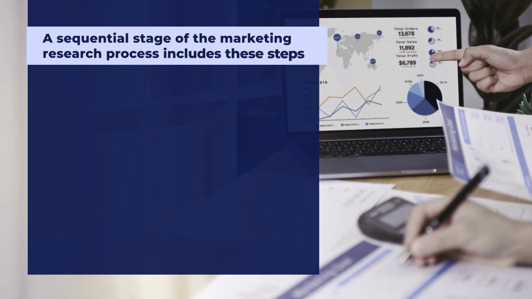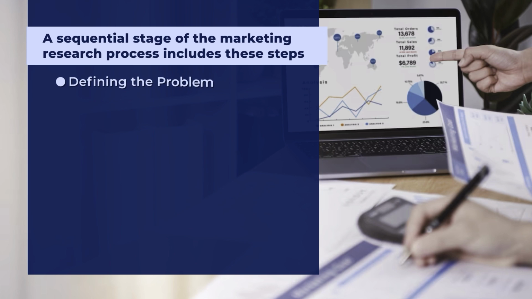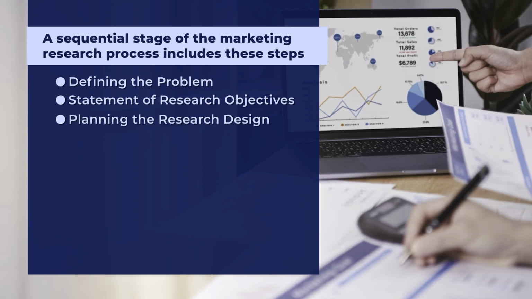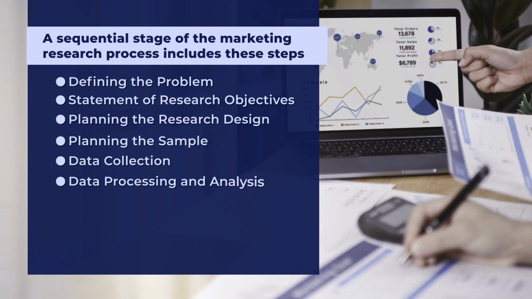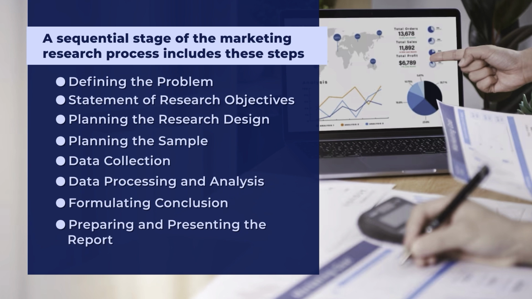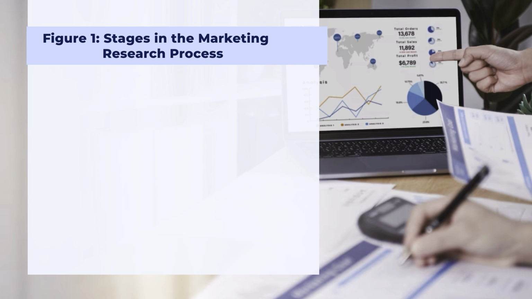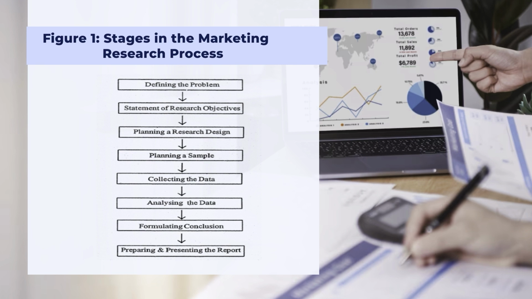A sequential stage of the marketing research process includes these steps as shown in figure 1, and these stages are: first is defining the problem, then statement of research objectives, planning the research design, planning the sample, data collection, data processing and analysis, formulating conclusion, and preparing and presenting the report. The research process begins with the defining of problem. The research task may clarify a problem or define an opportunity.